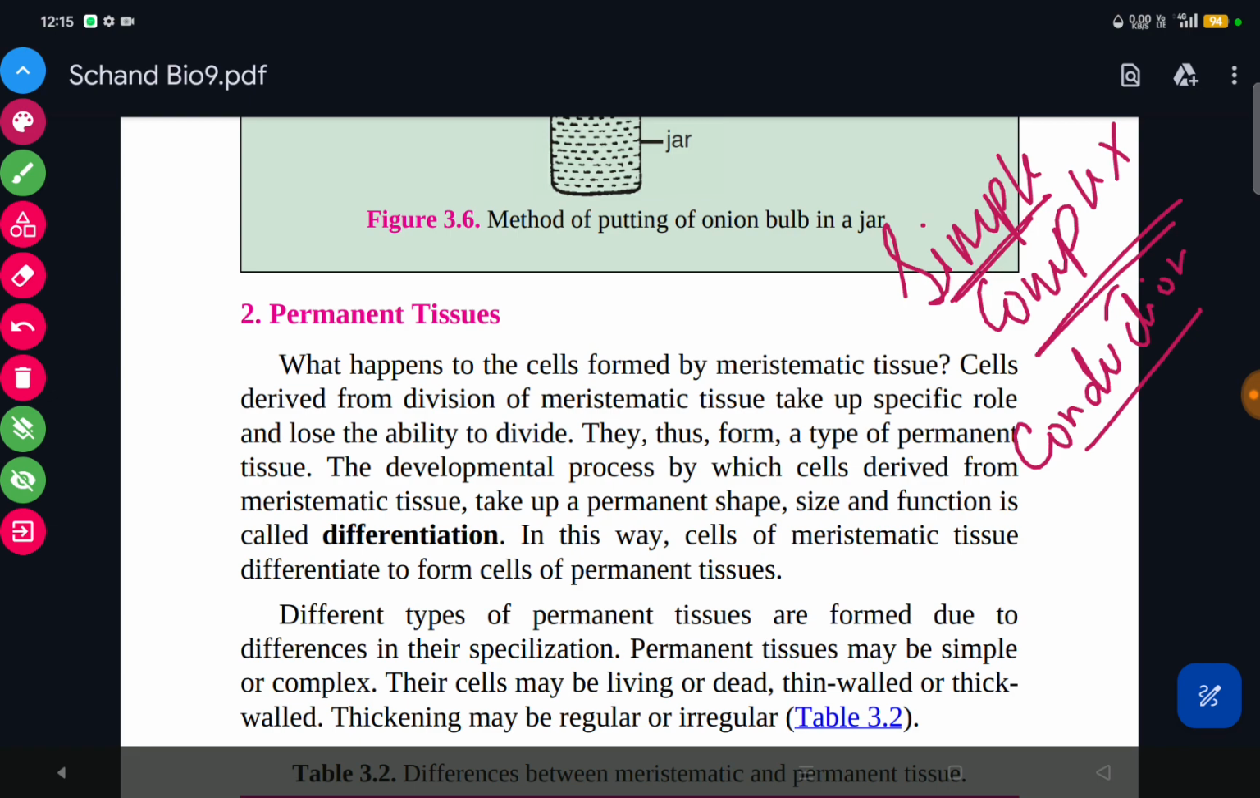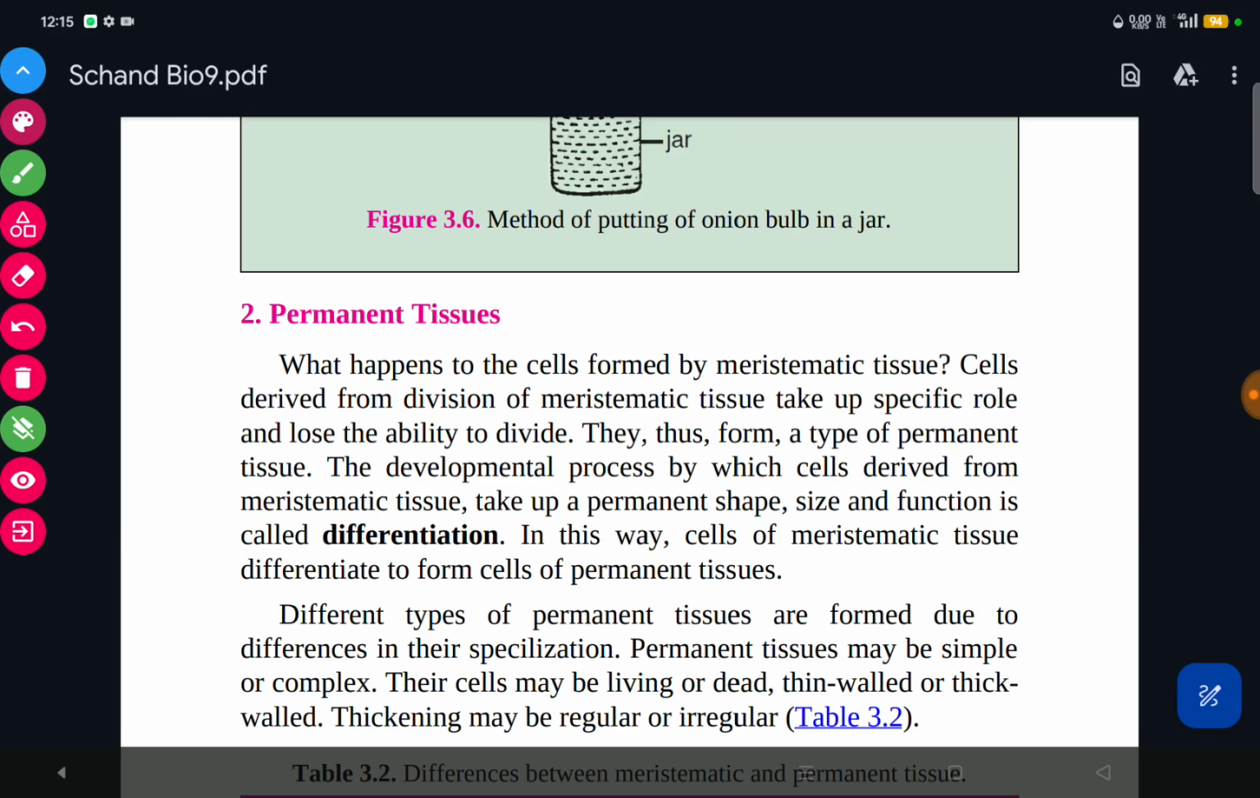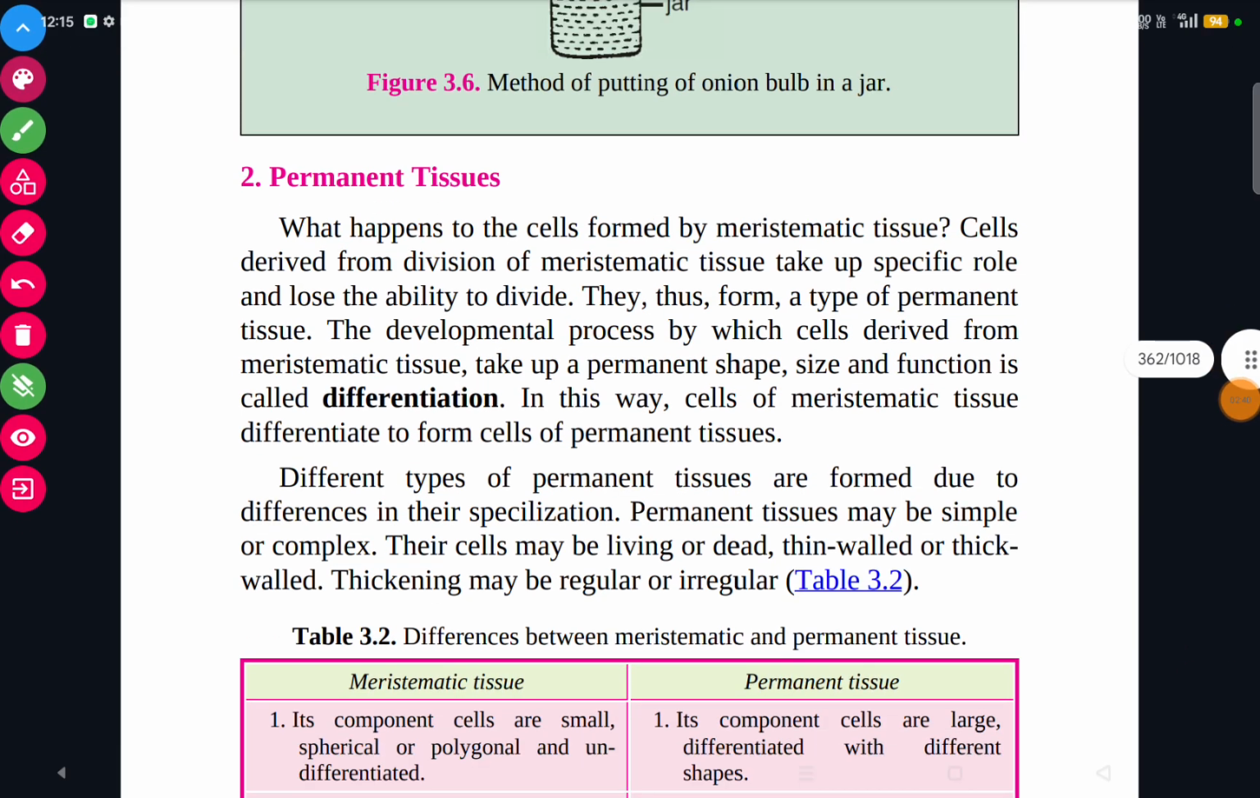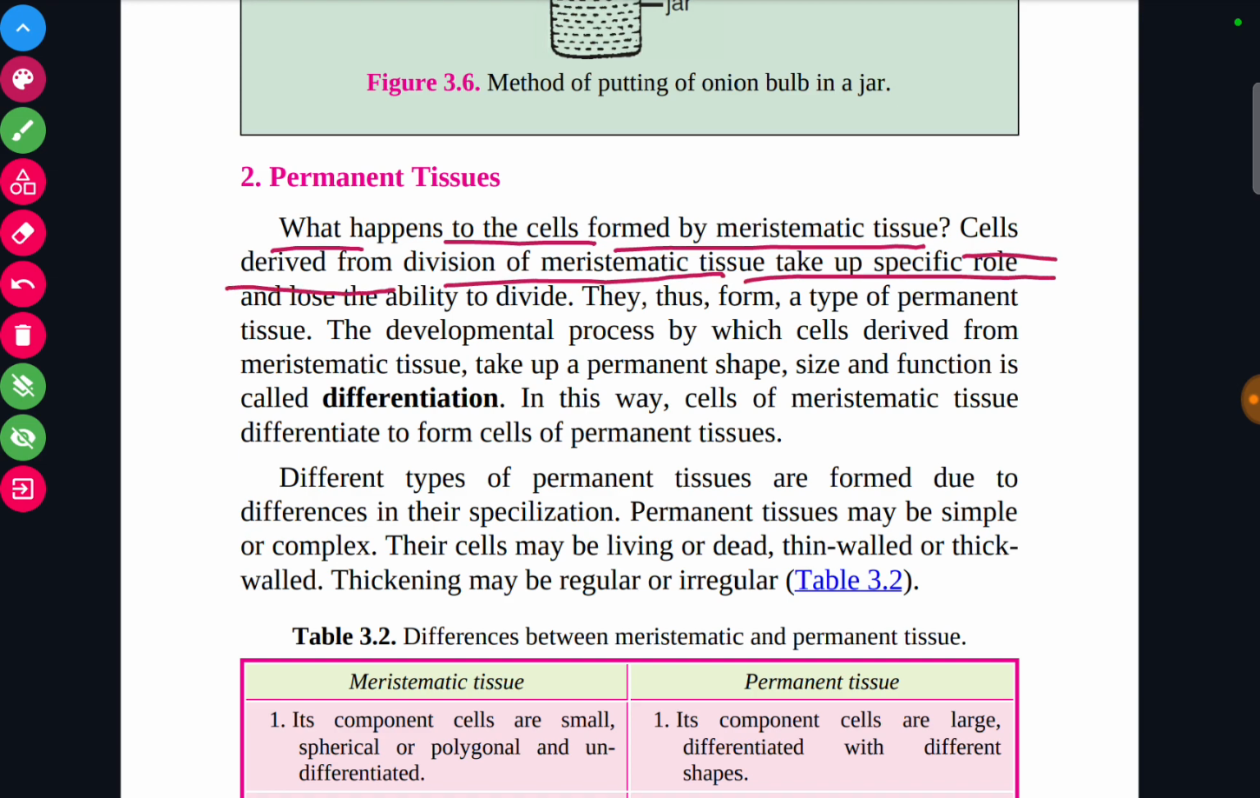Now let's discuss the simple permanent tissue. Before that, let me read out what is written in the book. I am following the S Chand publication book, class 9 CBSE book. What happens to the cell formed by the meristematic cell? The cells derived from division of meristematic tissue take up a specific role, and they lose the ability to divide. Thus, it forms a type of permanent tissue.